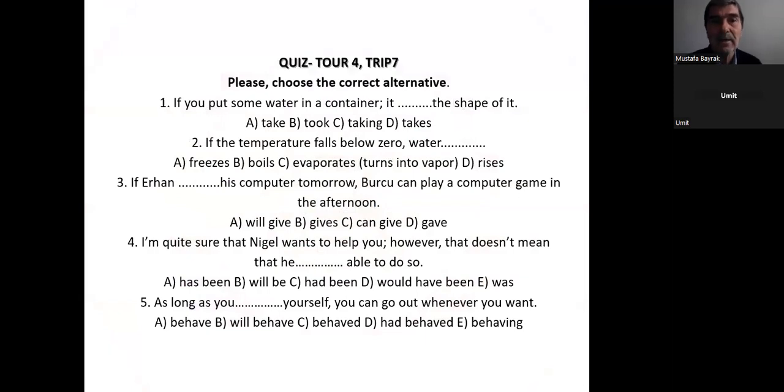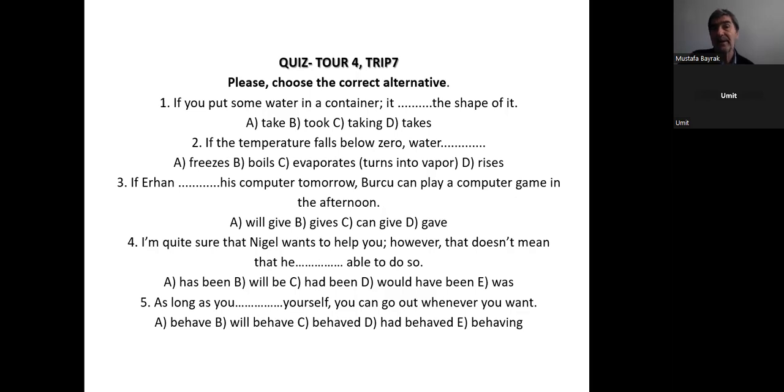Okay, quiz time. Question 1. If you put some water in a container, it blank the shape of it. Take, took, taking, takes. Of course, present. This is the fact. It takes the shape of it. If the temperature falls below 0, water freezes. Okay. If Erhan blank his computer tomorrow, Burcu can play a computer game in the afternoon.